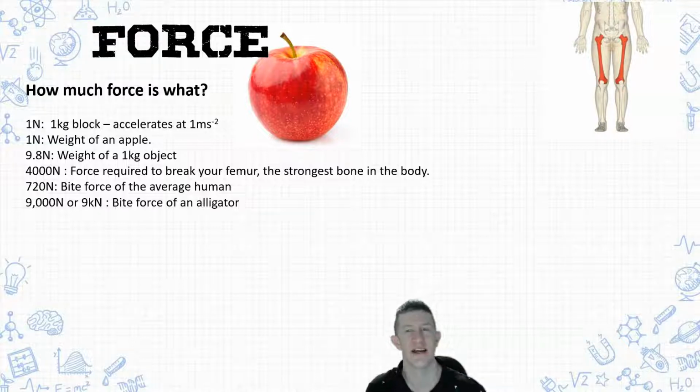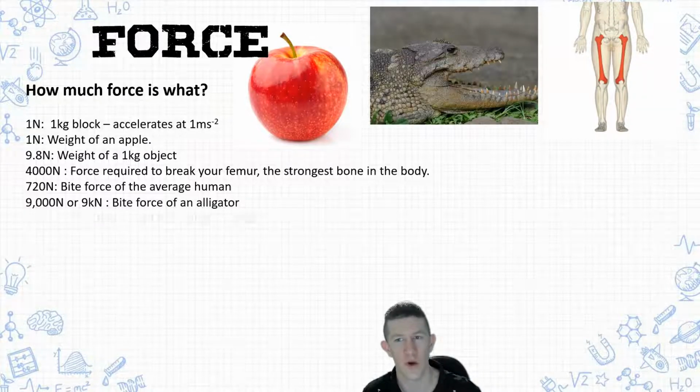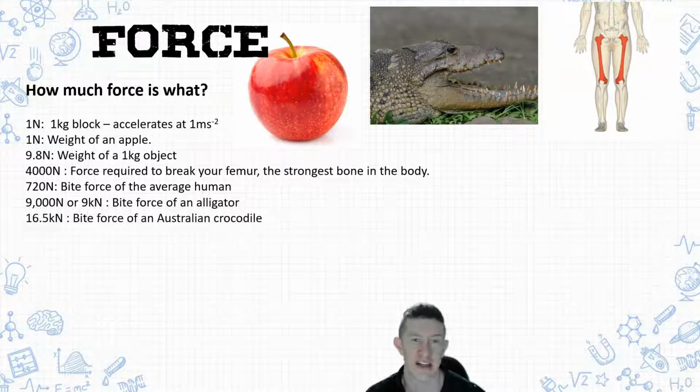But in Australia, we do everything bigger and better, right? So we step it up and we say an Australian crocodile has a 16.5 kilonewton bite force, or 16,500 newtons. So you could take you and 2 of your mates and lie down and it could still bite through and snap all of your legs at the same time, because Australia.